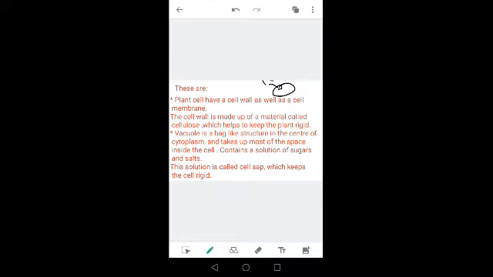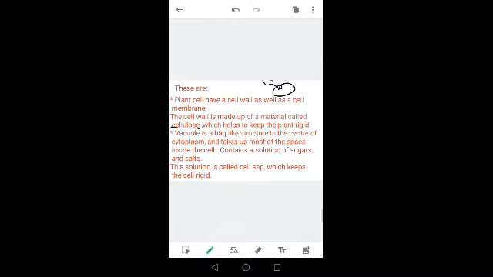The cell wall is made up of a material called cellulose, so you can also say cellulose cell wall, which helps to keep the plant rigid. Now the plant cannot stand on its own, so it needs a member of its function to make it stand rigid. And what is that function? It is the cellulose cell wall. It helps to keep the plant rigid.